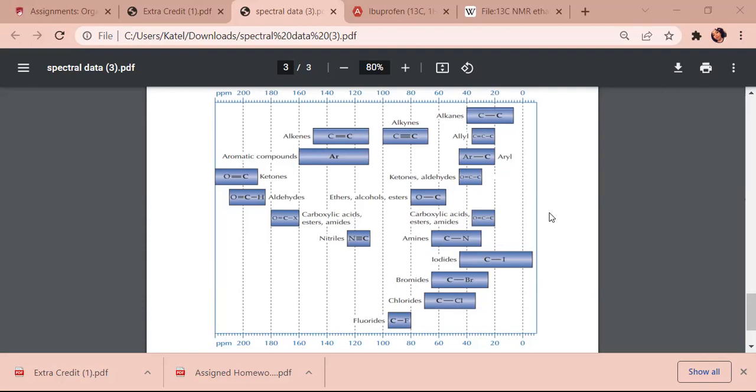To determine the number of protons that will give rise to an NMR signal, you divide the total number of integration units, which will be given to you, and then you divide that by the total number of protons.